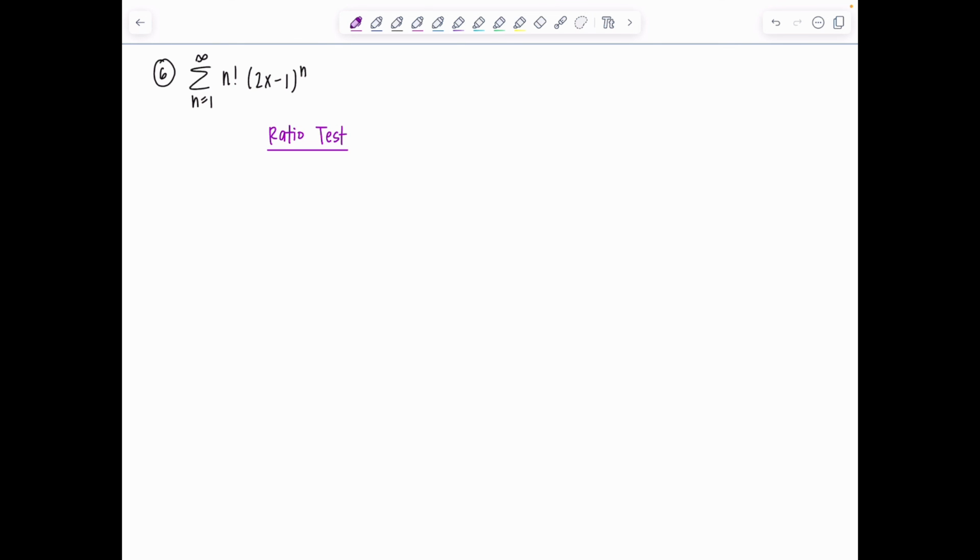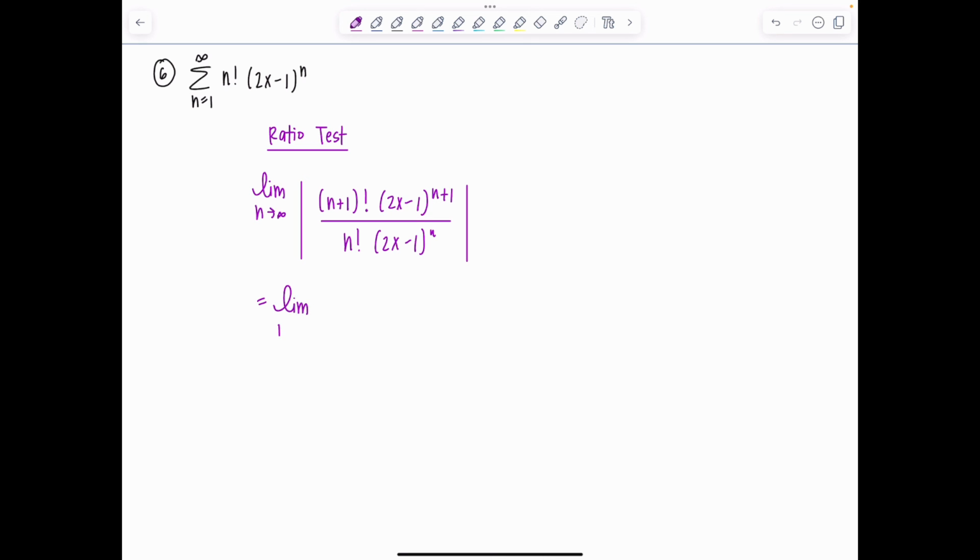Okay, so we have the limit as n goes to infinity, absolute value, (n plus 1) factorial times (2x minus 1) to the n plus 1, over n factorial times (2x minus 1) to the n. So this is going to be the limit, n goes to infinity, absolute value. Let me break down (n plus 1) factorial into (n plus 1) times n factorial. And then this is going to be (2x minus 1) to the n times (2x minus 1) to the first. And then we have n factorial, (2x minus 1) to the n. Good?